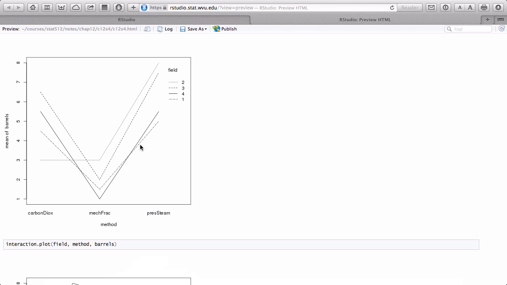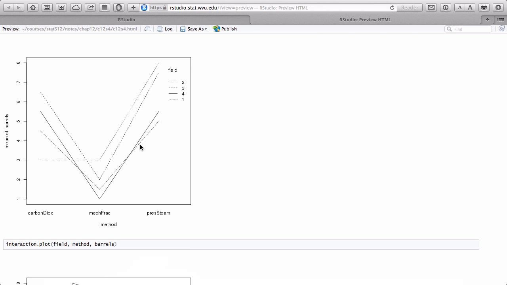If the alpha beta sub ij is all 0, then they're exactly parallel. Now we have random variables, so they're never going to be exactly parallel in practice. But notice that on the right-hand side, those 4 lines are reasonably parallel, which indicates that's okay. And on the left-hand side, notice that 3 of the 4 are more or less parallel, but 1 is not. And so the interaction here is being caused by field 2.